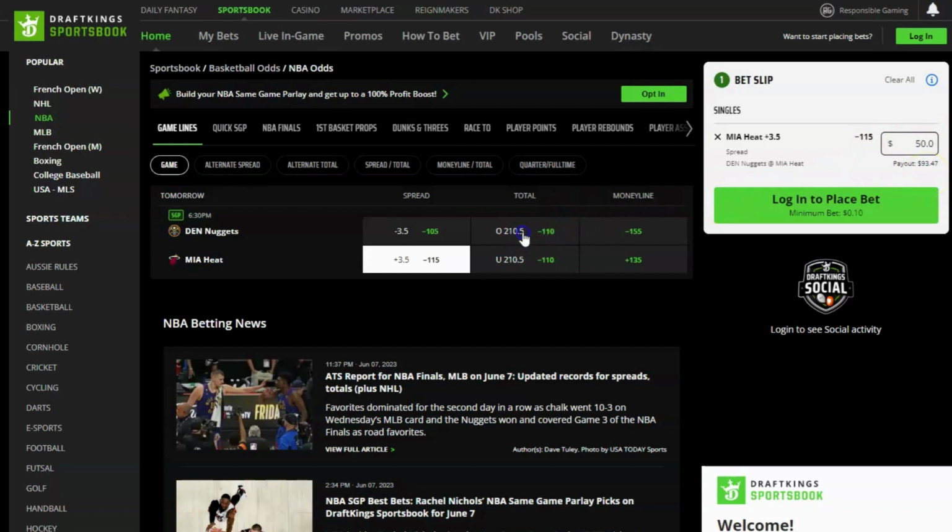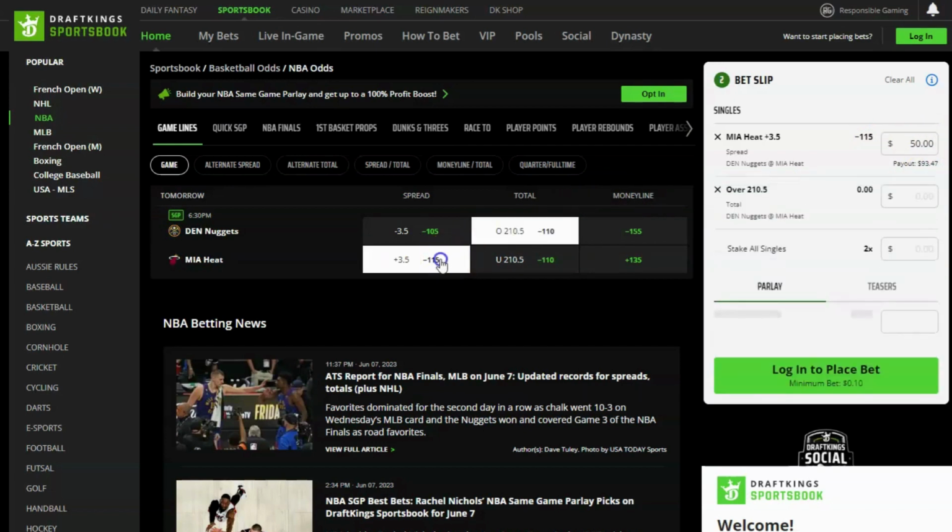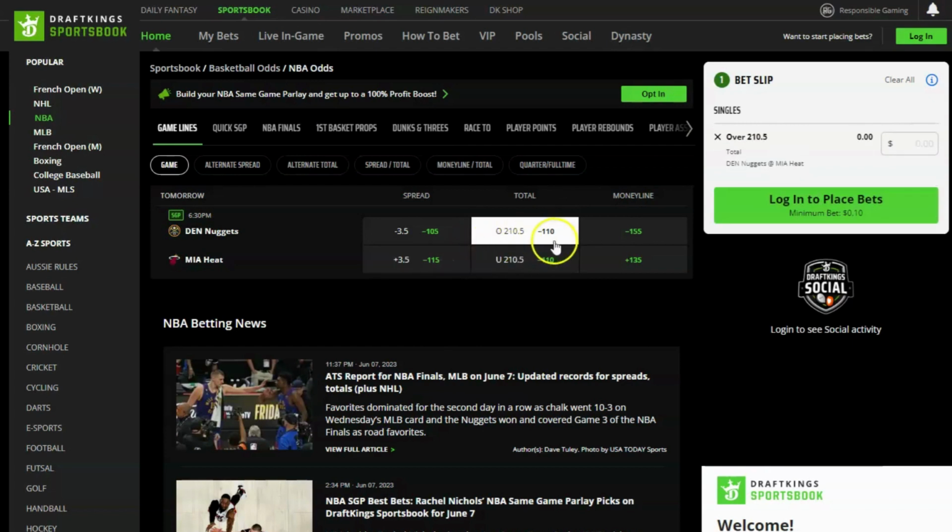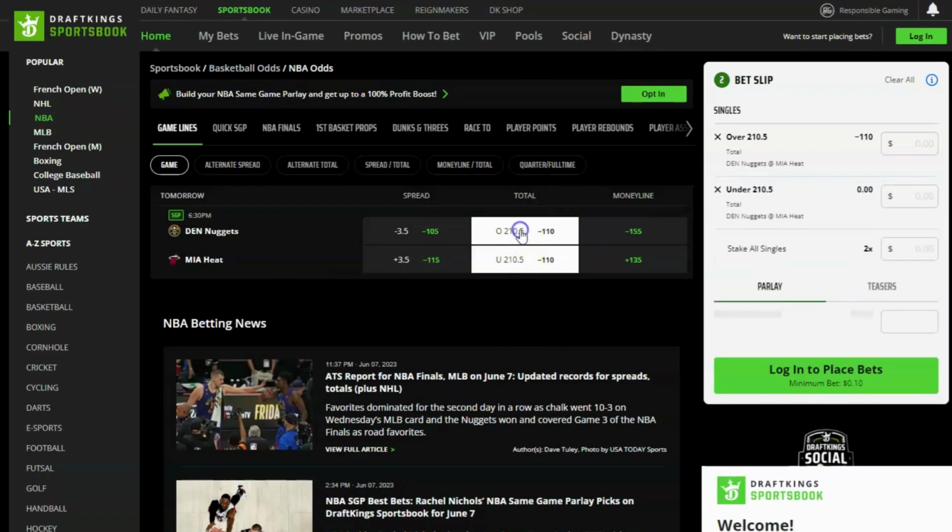Now on the total, it's kind of interesting. The totals are out, typically you see them pretty even as far as minus 110, minus 110. But again, if you take the 210.5 on the over, this O stands for over, that means the final combined score with the Nuggets and the Heat needs to be at 211 or more. Okay, so over 210.5. If it lands on 210, you would hit the under because this little half a point, that hook's going to get you.